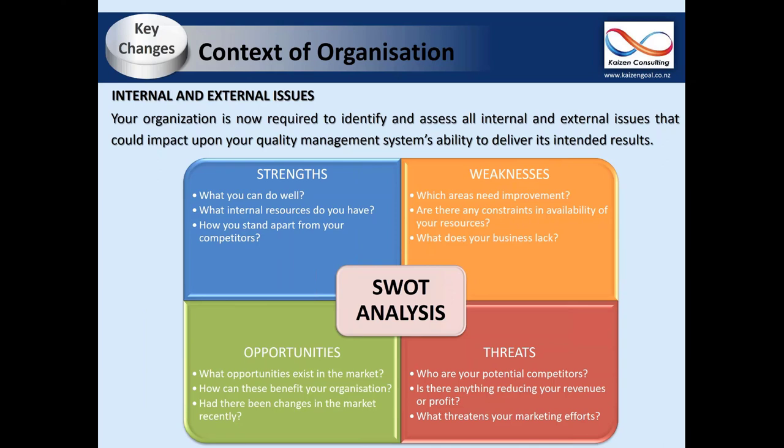The strengths are basically what you do well, what internal resources you have, and what sets you apart from all your competitors. And the weaknesses would be which areas need improvement. Are there any constraints in availability of your resources? What does your business lack? Opportunities would be the opportunities that exist in the market. How can this benefit your organization? Have there been changes in the market recently? And threats could be, who are your potential competitors? Is there anything reducing your revenues or profit? What threatens your marketing effort? So basically, these are all the things that would be your internal or external issues that you will have to identify, monitor, and evaluate.